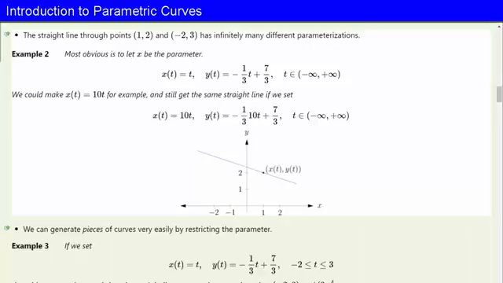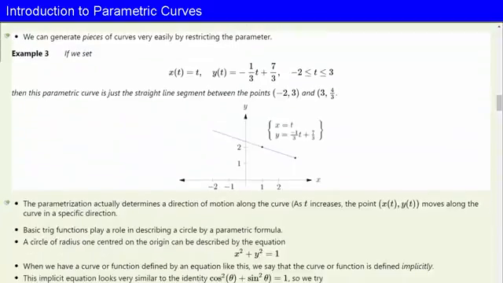Now it's clear that we have the correct connection between x and y, namely, y is -1/3 x + 7/3. But we could make x(t) equal 10t, for example, and still get the same straight line if we set x(t) equal to 10t and y(t) equal to -1/3 of 10t + 7/3. x and y are still connected by the same straight line formula.